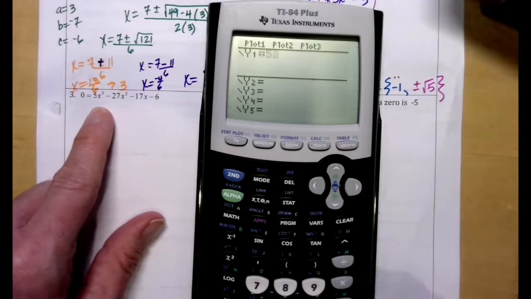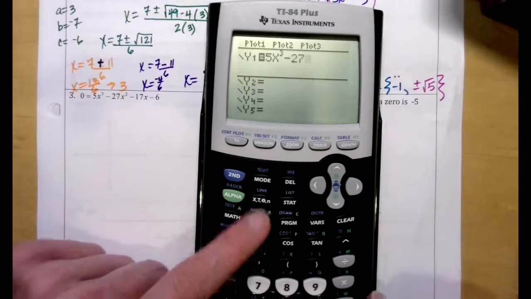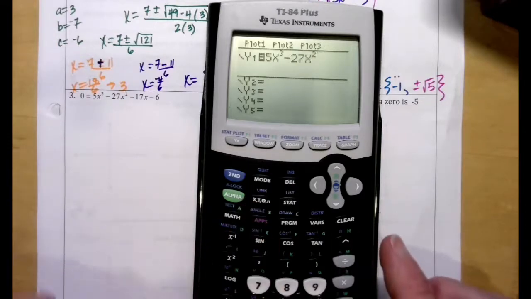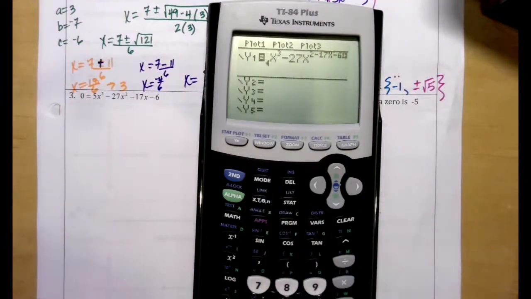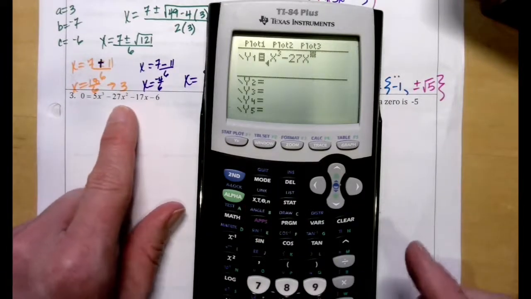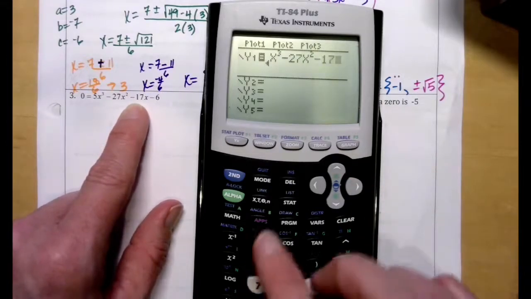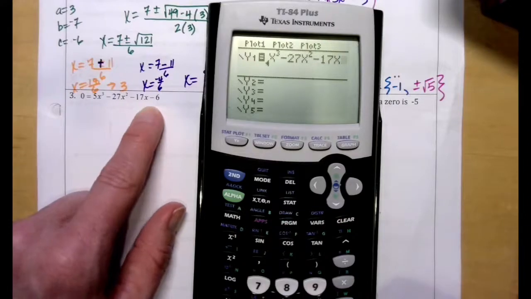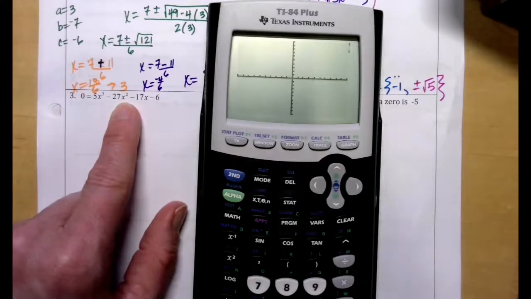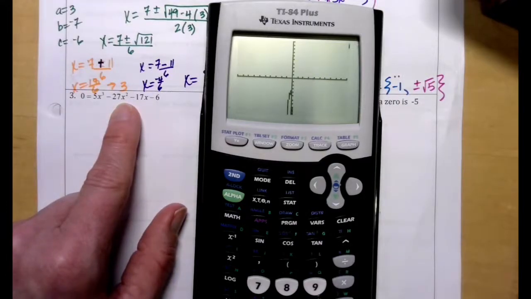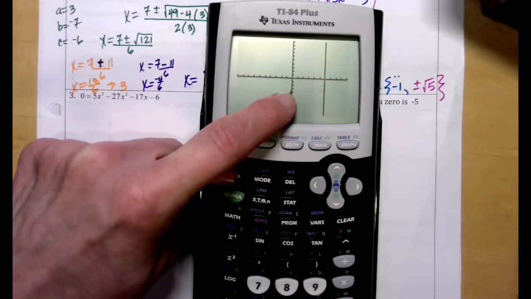All right, 5x cubed minus 27x squared minus 17x minus 6. Oh, I did it again. Darn it. I wish there was some way you could reach out to me and say, hey, you forgot to arrow out. Some calculators make you arrow out and some calculators don't. All right, let's take a look at the graph. Looks like this is going to be our only 0. These are going to be imaginary.